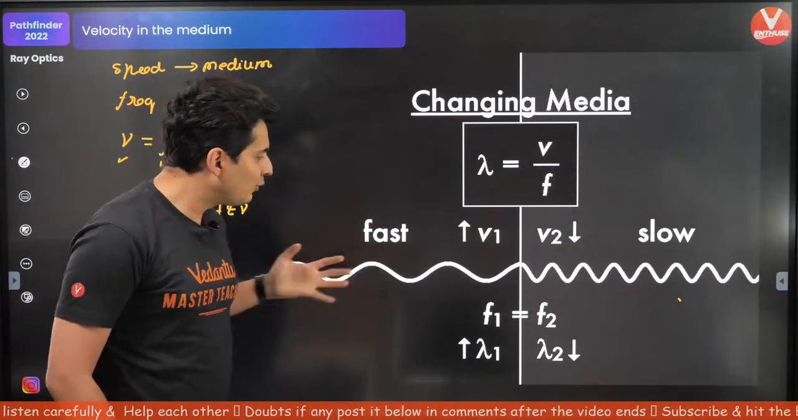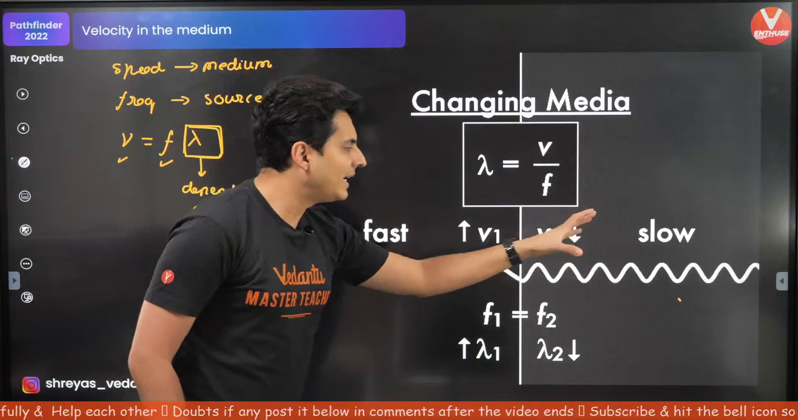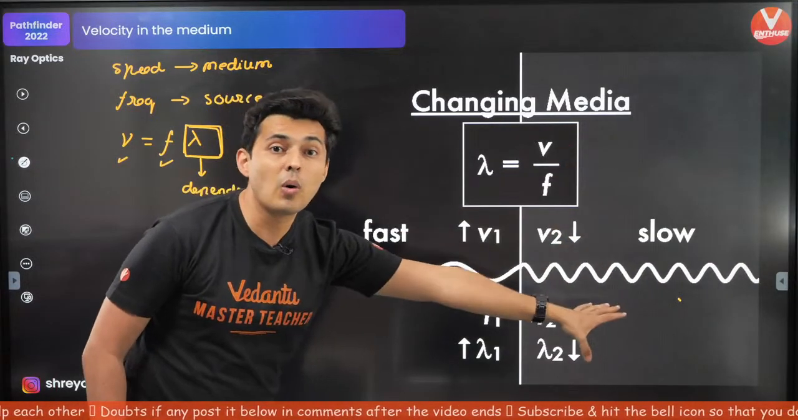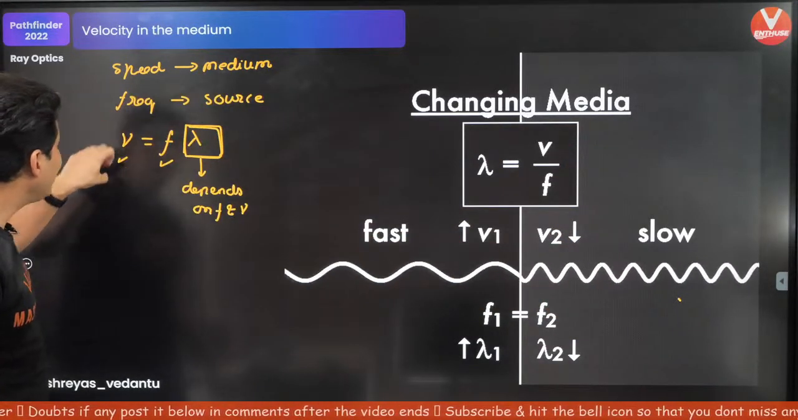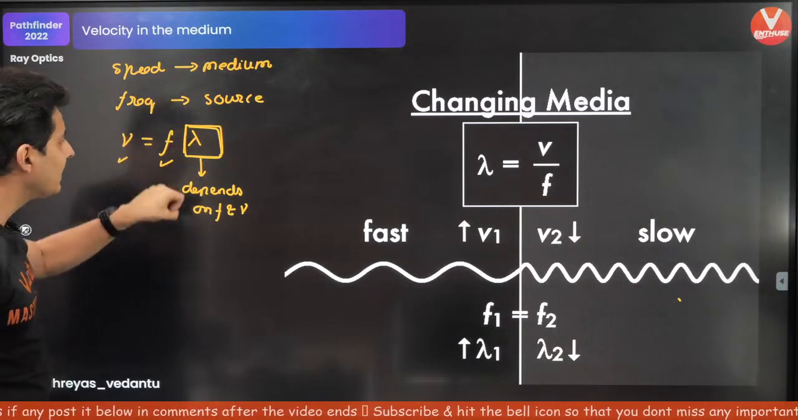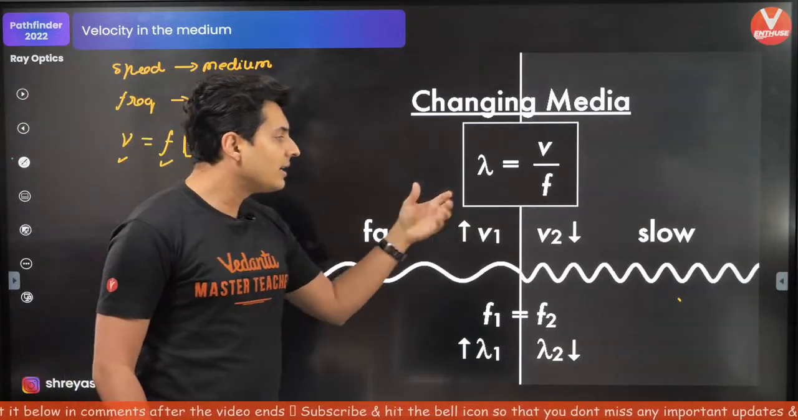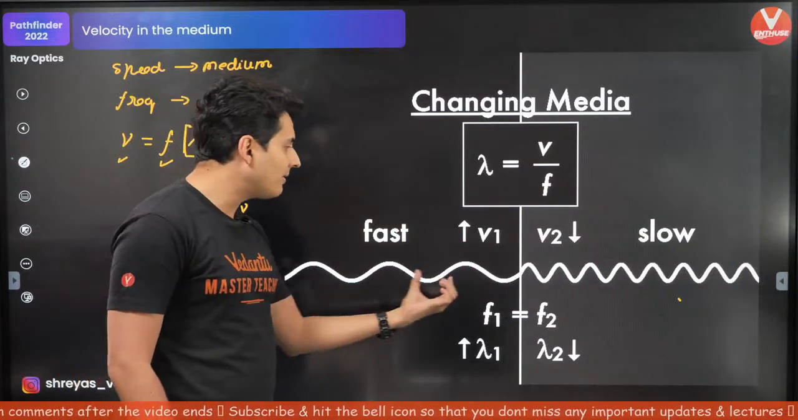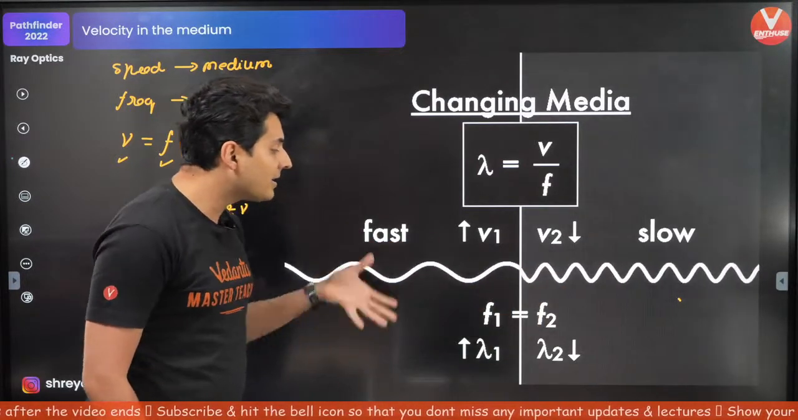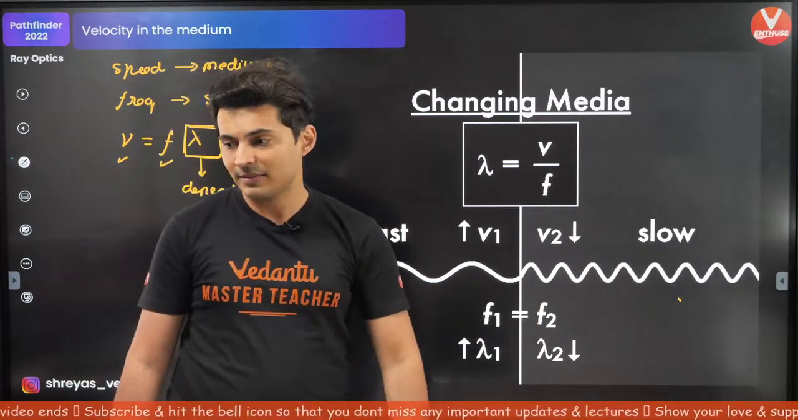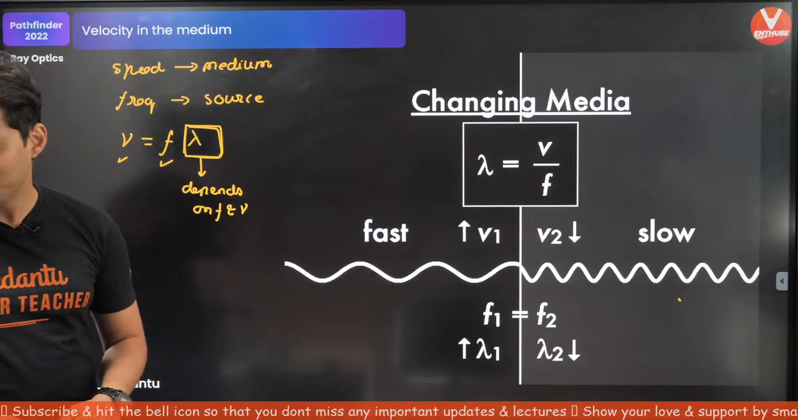Look at the speed, the wave speed is large. Here the speed has decreased, it has become slow. Now, if V decreases, lambda will decrease. If V decreases, lambda will decrease. So that's why wavelength has decreased. If speed increases, wavelength will increase. Is that okay? I hope this is clear.